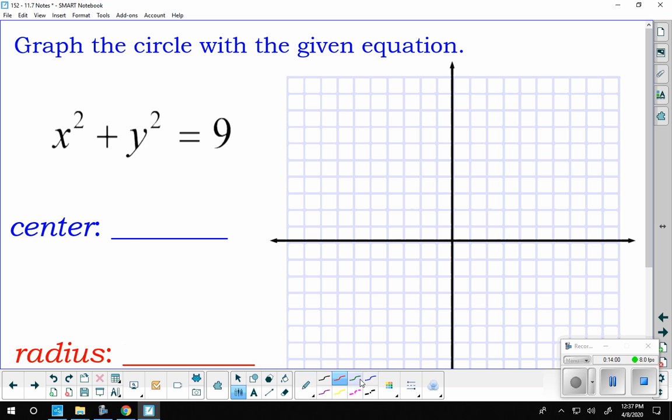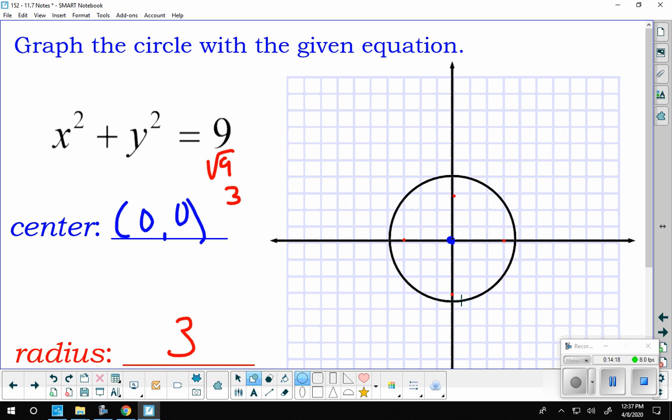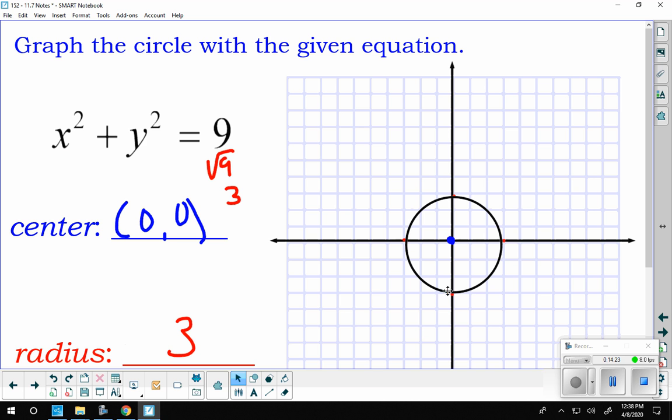Last graphing one. I'm not adding anything to the x or the y, so my center is at 0, 0. Okay, for the radius, what times what is 9, right? What is the square root of 9? It's 3. So that's my radius. We're going to go left 3, up 3, right 3, down 3. And we can make a beautiful circle out of that. There we go. I could make that a little bigger. There, that looks better. Oh, mine was pretty off. That's much better.